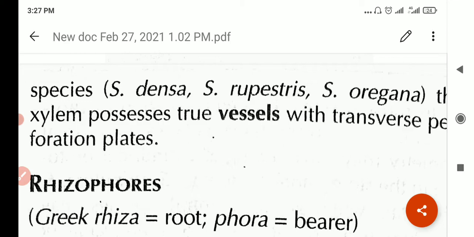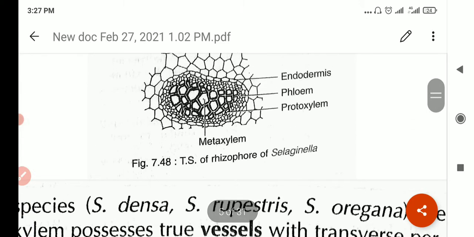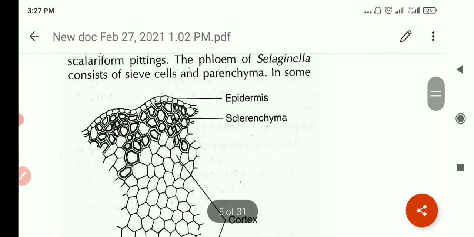So even xylem has different subtypes. Some are tracheids, some are vessels. You can just Google the types of xylem, the types of phloem. So here the scientist is just telling you about the types of xylem and phloem that you find.